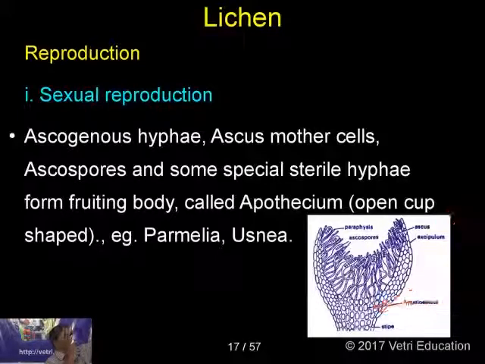So here, since it is a fungus partner, the reproduction and fruiting body is also related to this fungus only. The ascogenous hyphae, ascus mother cells and ascospores, along with a number of sterile cells, form an open cup-like structure. This is called apothecium. After formation of these spores, they are released out and develop into the particular thallus. This type of apothecium is found in lichens like Parmelia and Usnea.